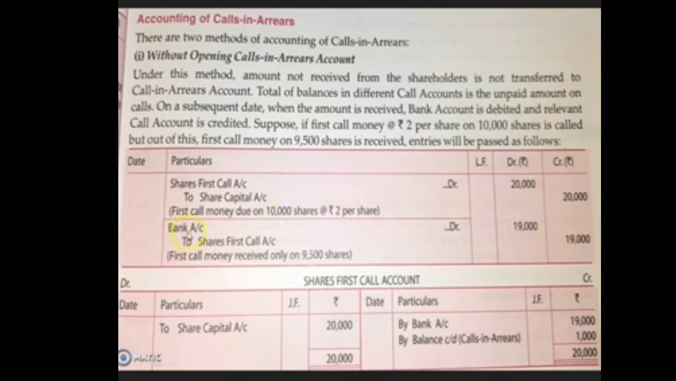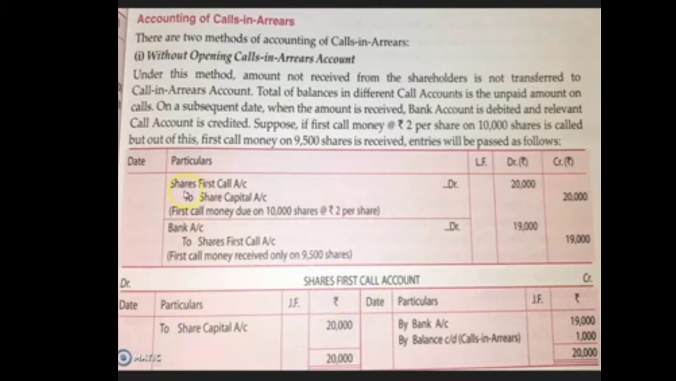So your journal entry will be bank account debited to share first call account. You are supposed to receive 20,000, but you are receiving 19,000. So 1,000 is your calls in arrears. Without opening that account, you have shown the amount of your arrears. If you are preparing the share first call account, that is the ledger, this is the way you have to prepare that account.